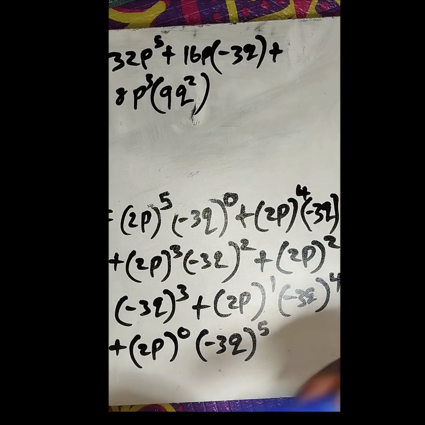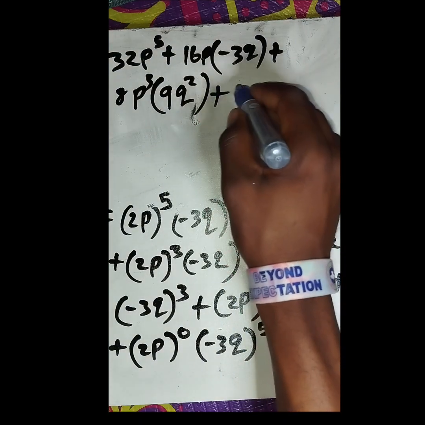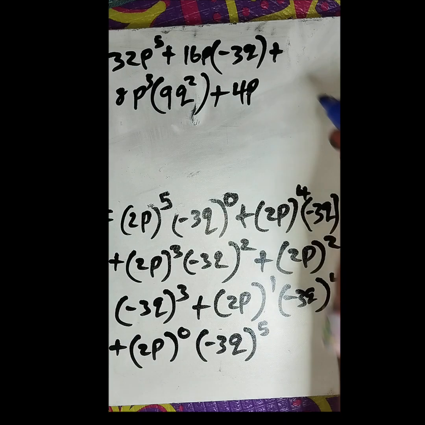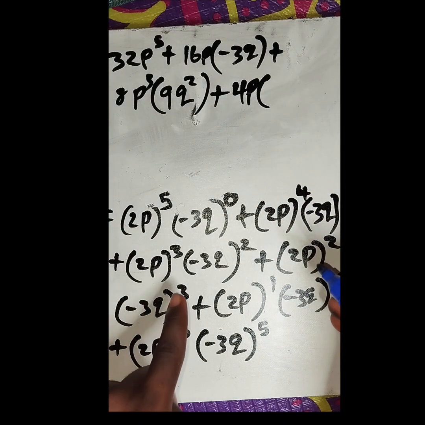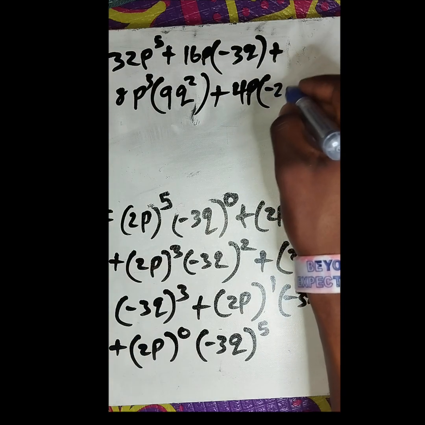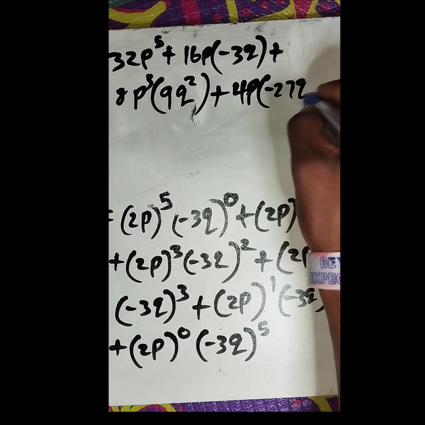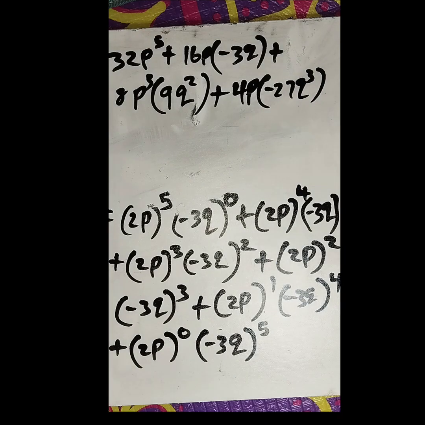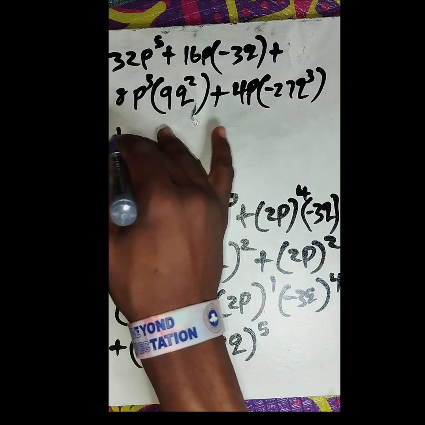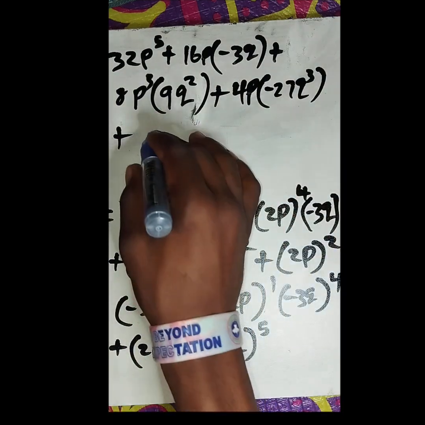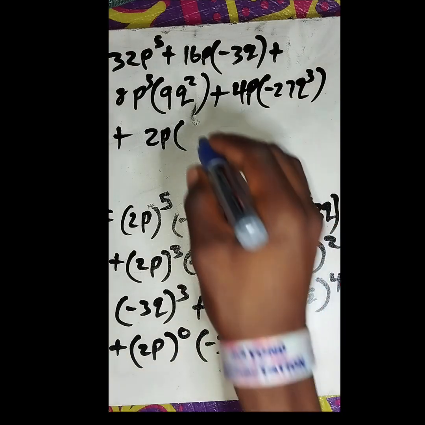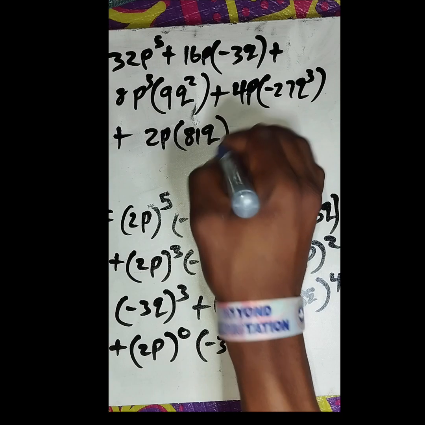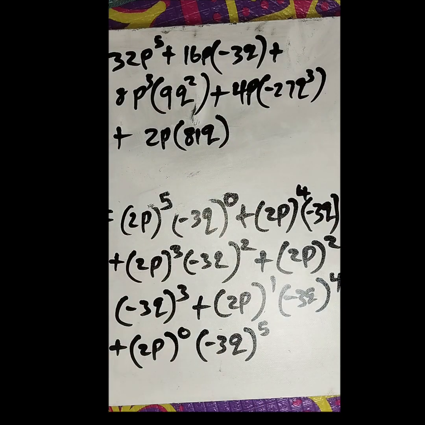2p raised to the power of 2. That's 4p. We have plus 4p. Now minus 3q raised to the power of 3. That'll give us minus 27q raised to the power of 3. Yes, minus 27q raised to the power of 3. Okay, let's come to the next one. Plus, now 2p raised to the power of 1 is still 2p, of course. We have this here, minus 3q raised to the power of 4. That's 81q. Yes, 81q. Okay, what next?